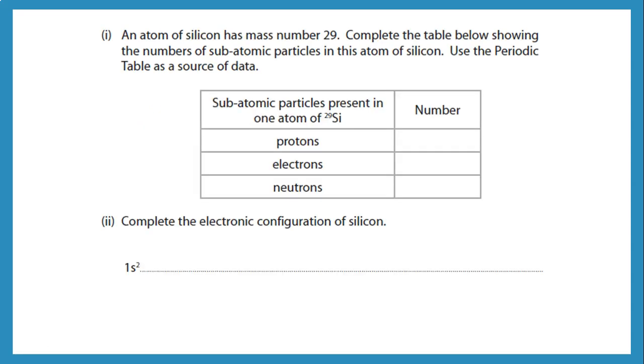An atom of silicon has a mass number of 29. Complete the table to show the number of each of the particles.